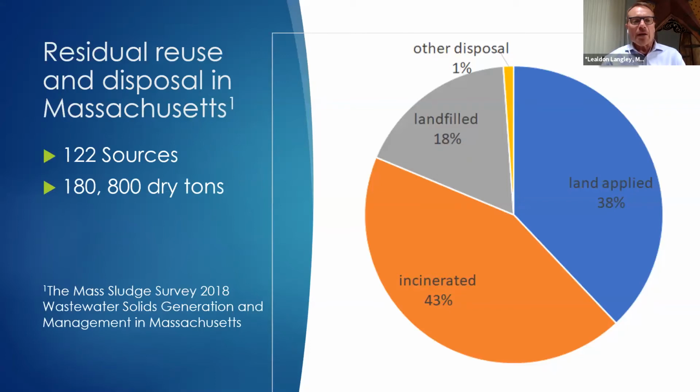Okay, so in 2018, there was a Massachusetts sludge survey and 122 sources that were reported indicated that they produced that year 180,800 dry tons of residuals. 43% of that was incinerated, and 18% was landfilled, and more than a third, or 38%, was land applied for reuse, with only 1% being used for other forms of disposal.